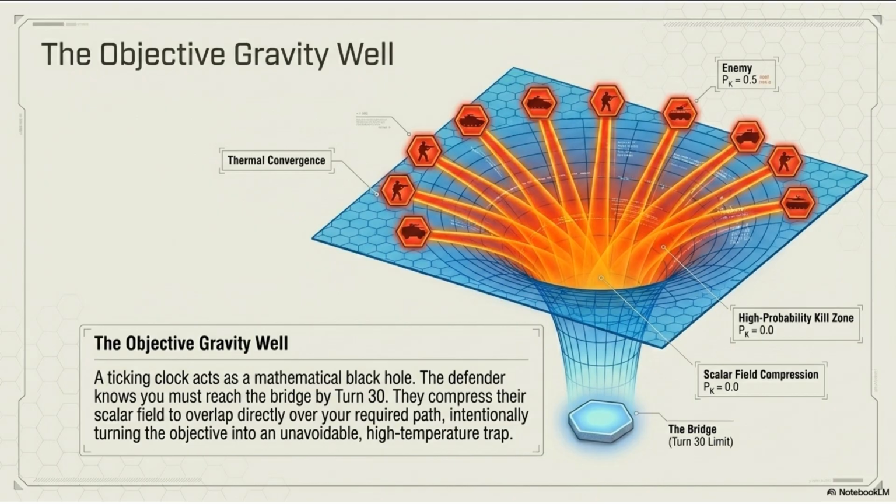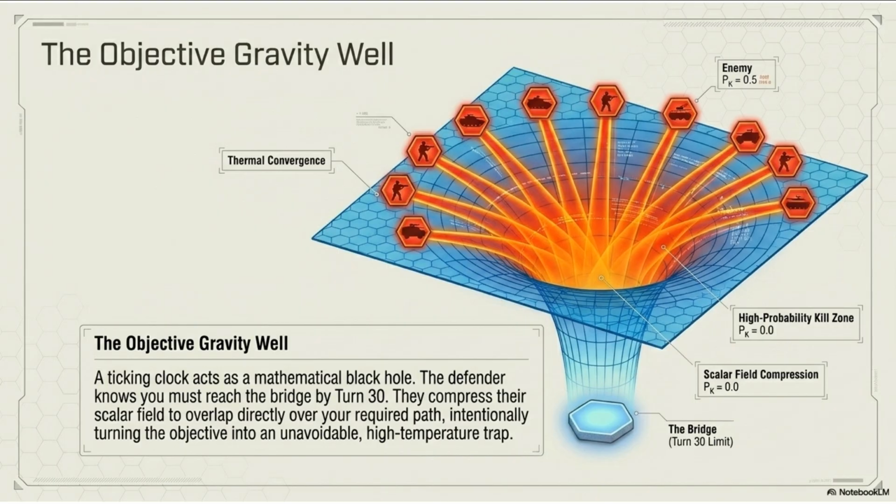I hope so. Well, think of the bridge not as a hex, but as a gravity well, a black hole. No matter how much danger there is, no matter how hot the scalar field gets, blue must go there. So in that open field experiment, blue could afford to hang back and use distributed fire. But here, the clock, that turn 30 limit, is constantly pushing them forward. It compresses the field.